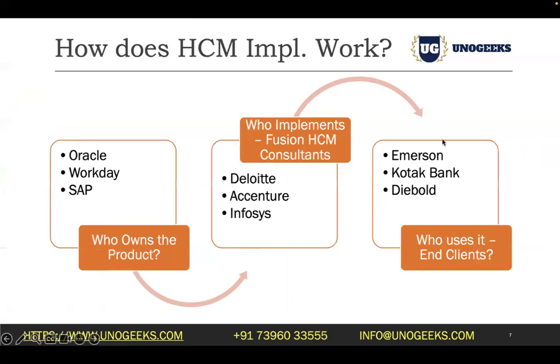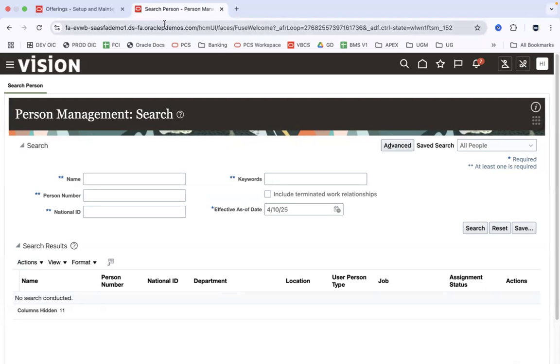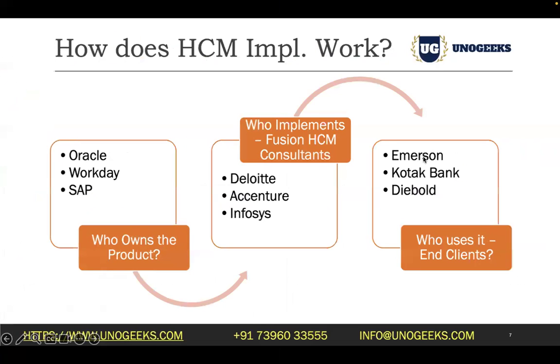So the point I'm trying to explain is, after Oracle installs the Fusion application in the cloud and shares the URL with Emerson, Emerson cannot use that application out of the box. Somebody needs to implement that Oracle ERP product or HCM product as per the client requirements. And who is that somebody, guys? It is a Fusion HCM consultant like you and me.